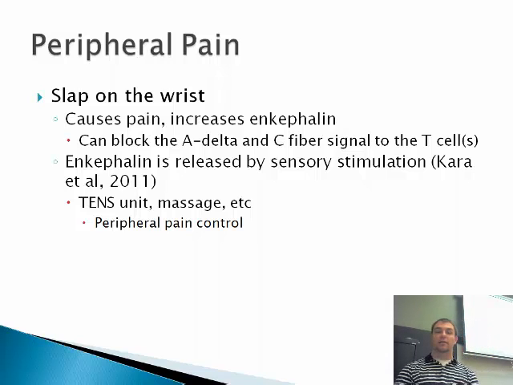So if I slap myself on the forearm and I don't do anything, yeah, it kind of stings, but if I don't do anything, enkephalon is not released. A delta fibers, not really C fibers, but A delta fibers are being released to my spinal cord, telling me, ow, that hurts. If I do it again, and I rub the area, it feels better. Why? Peripheral pain control. Enkephalon is released by sensory stimulation. As soon as I start rubbing that area, enkephalon is released and can block the A delta fibers.